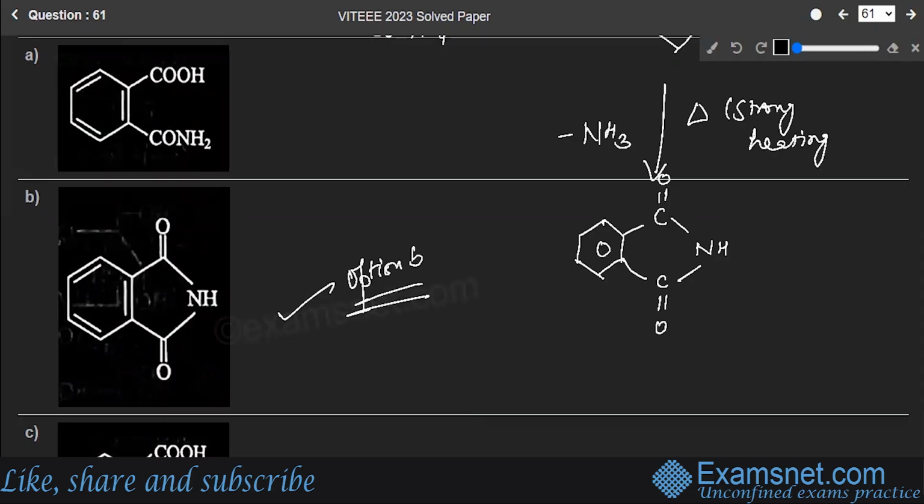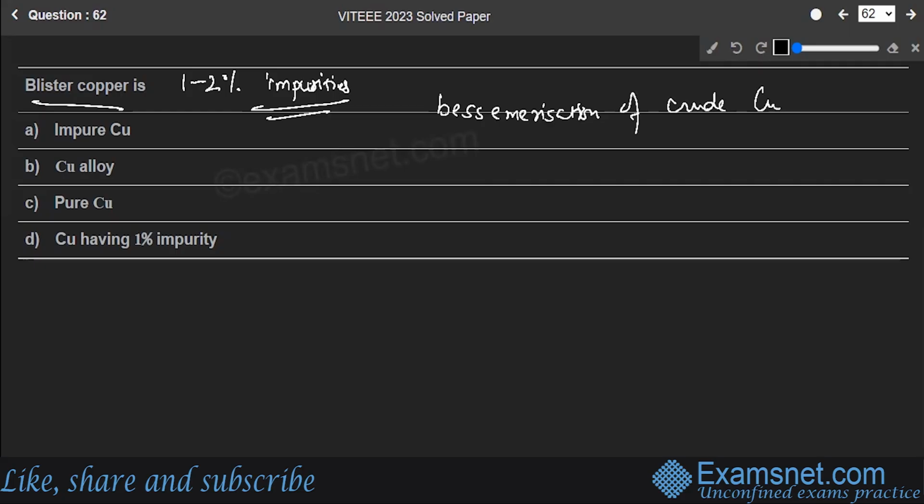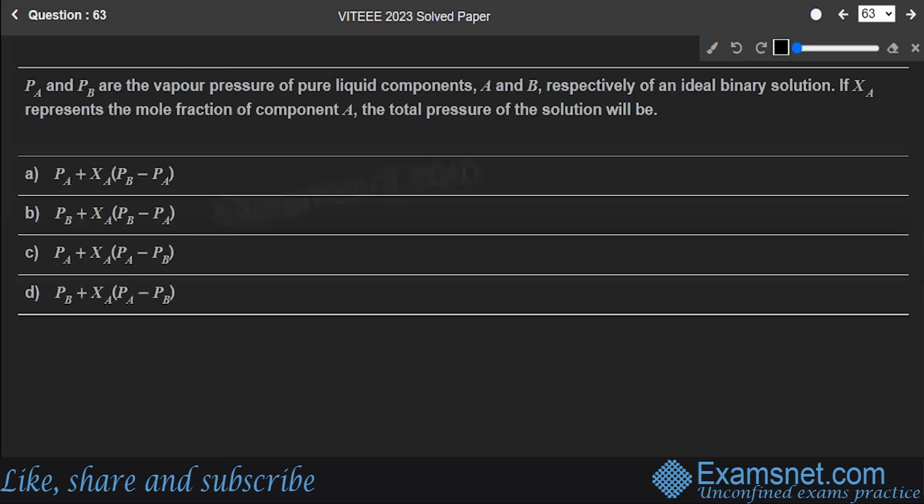Hope you understood this. Next is question number 62. Blister copper is impure copper, copper alloy, pure copper, or copper having 1% impurity. Blister copper contains 1 to 2% of impurities. It is obtained after bessemerization of crude copper. So D is the right answer to the question. Hope you understood this.